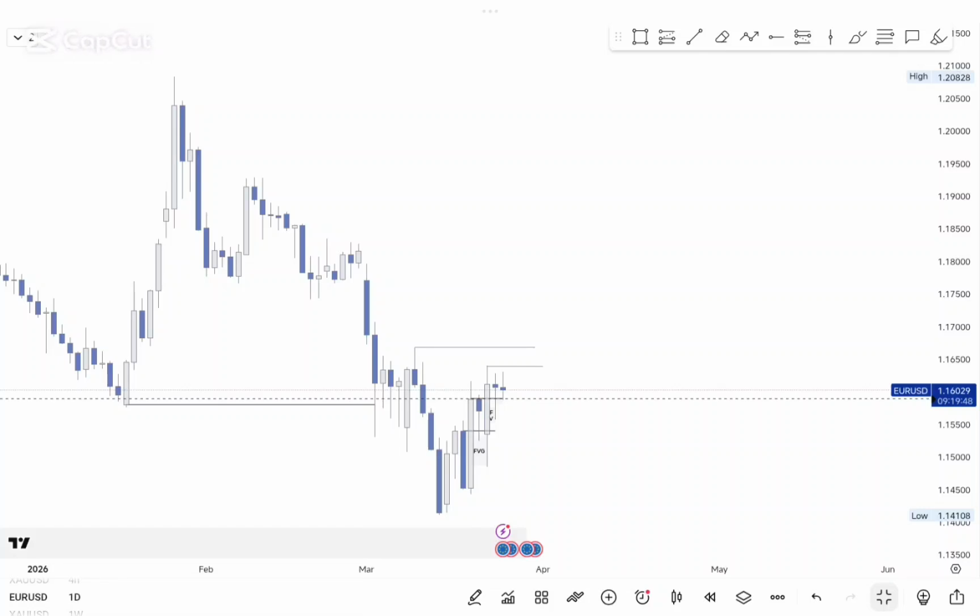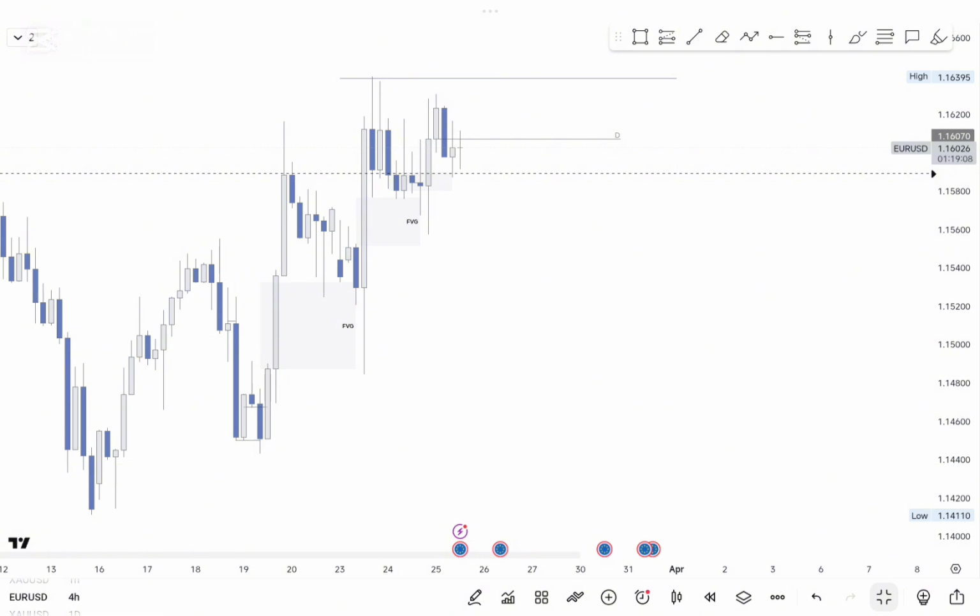Start from the daily on Euro USD, and let's see how it turns out by end of the day. As you can see, price has been respecting the bullishness from the beginning of the week, created a big engulfing candle from the previous order block, and now we are sitting at the engulfing candle again, an order block.